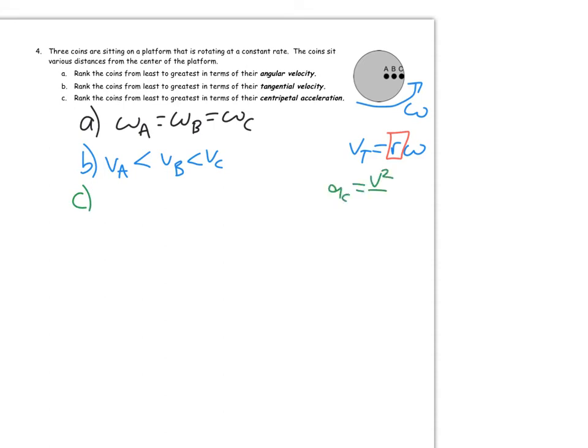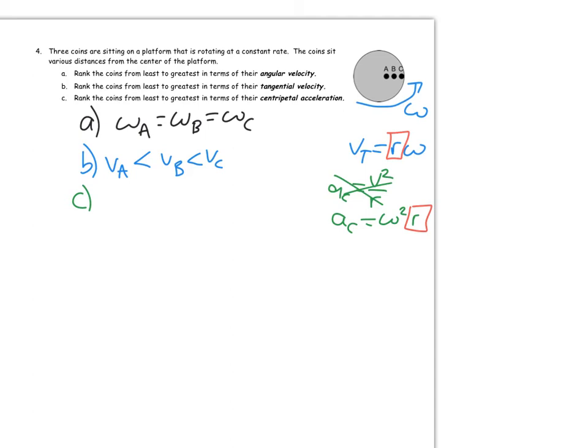We can do v squared over r, but that's going to be a little bit tricky because they all have different tangential velocities and different radii. So instead, I'm going to use the fact that centripetal acceleration is omega squared r, and I know that the omegas are the same for all of them. They all have the same angular speed, and I can just focus on radius.